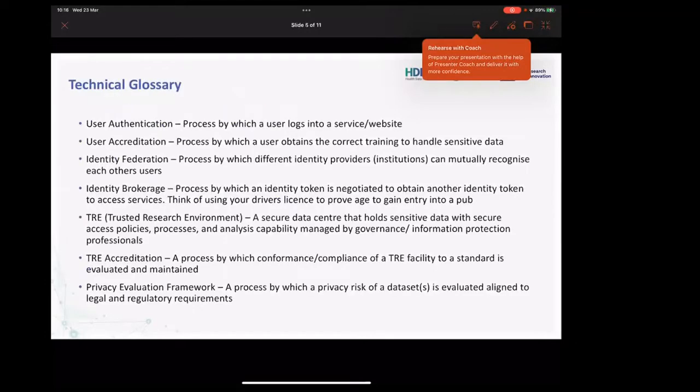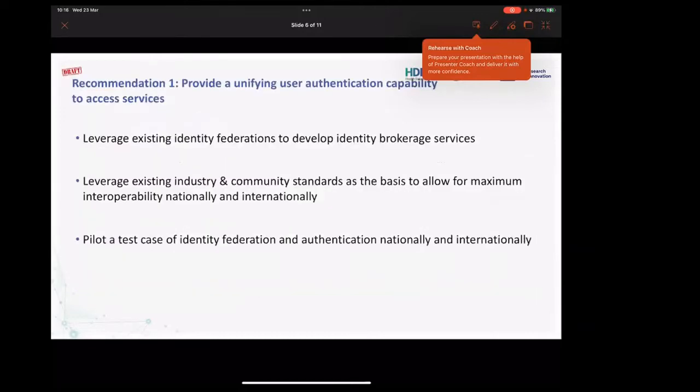So I've put the slide here, and I'm not going to go through all of these, but there's a technical glossary. We have a copy of this in the Jamboards later on. But in case you're stuck trying to understand the difference between authentication, authorization, accreditation, you can refer to this slide. So without further ado, I've got 5 recommendations that we've collected from the community.